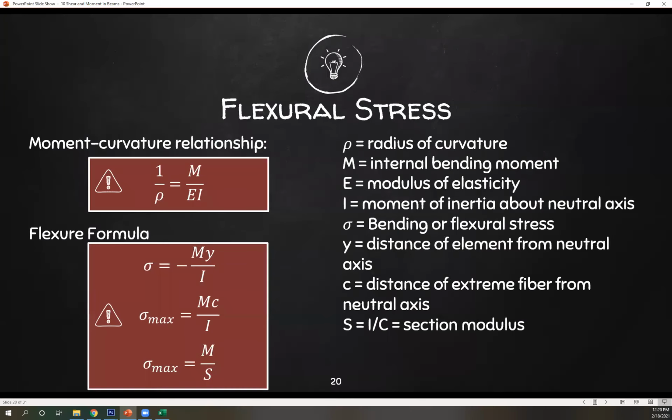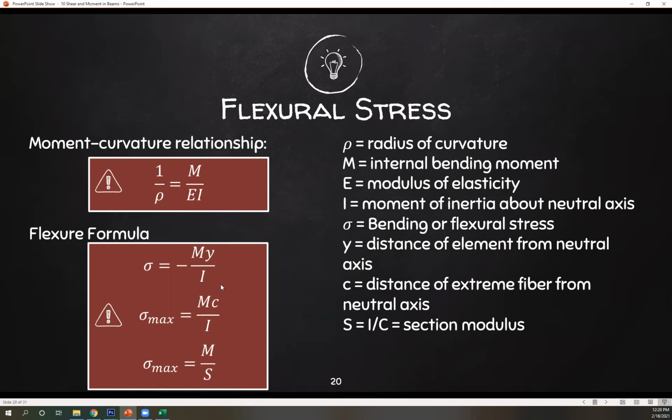Let's focus first on flexural stress. So we have the following equations. I'm not going to derive them anymore. Just know that, and here they are. First, the moment curvature relationship states that 1 over rho equals M over EI, where rho is your radius of curvature, M is your moment, the moment that we've been getting from your shear moment diagram, E is the modulus of elasticity, and I is your moment of inertia about the neutral axis. Okay, so about the neutral axis is important info there.